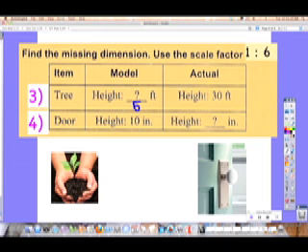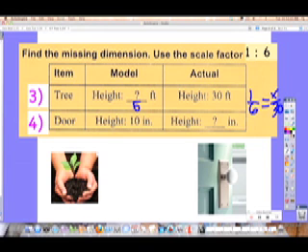Zach? You can write it up there. 1 over 6 equals x over 30. Okay, so 1 over 6 equals x over 30. Perfect. How many did that setup same as Zach? Perfect. James, pass the mic on number 4 person.